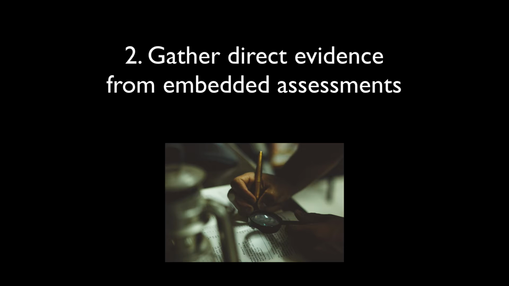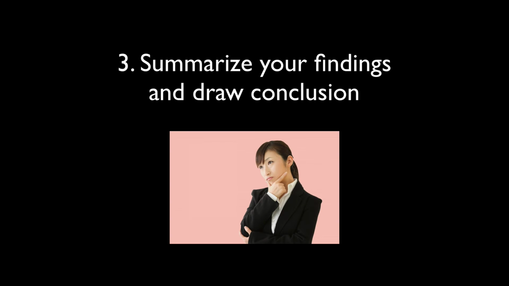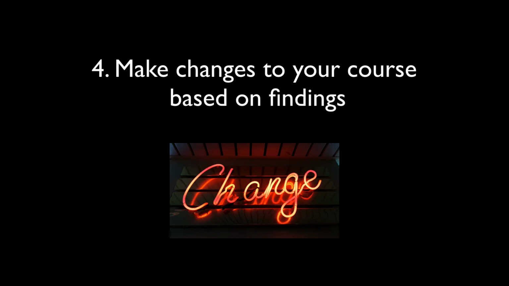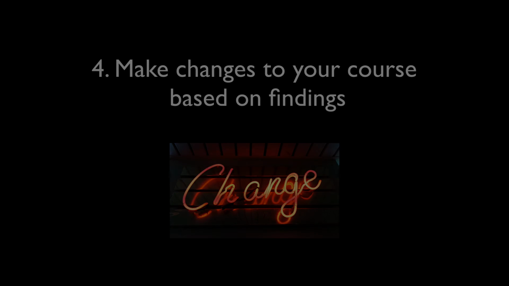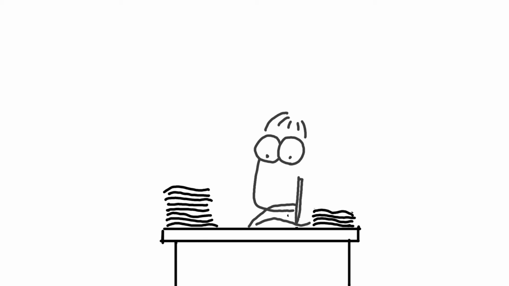The second step is gathering direct evidence from embedded assessments, and you're going to support it with indirect evidence. I'll explain what those are in the next couple slides. Third, you summarize your findings and you draw conclusions from those. And fourth, you make changes to your course based on the findings. It's very important as you go through this process to write down all of your steps and your decisions and document what you've done. And that helps explain your assessment to others, as well as repeat the assessment later on if you choose to do so.